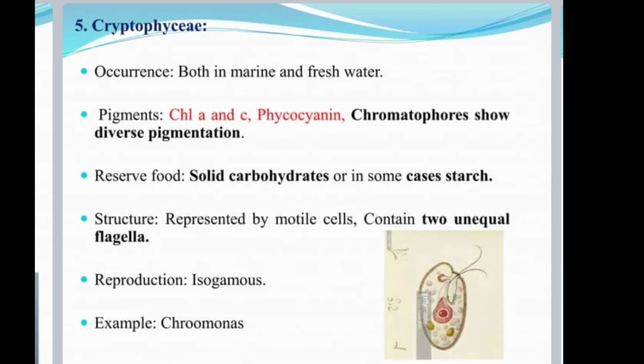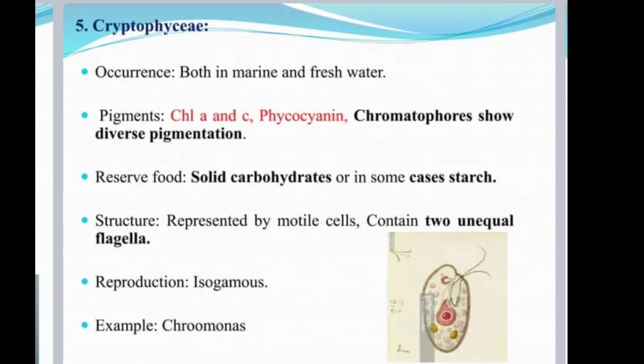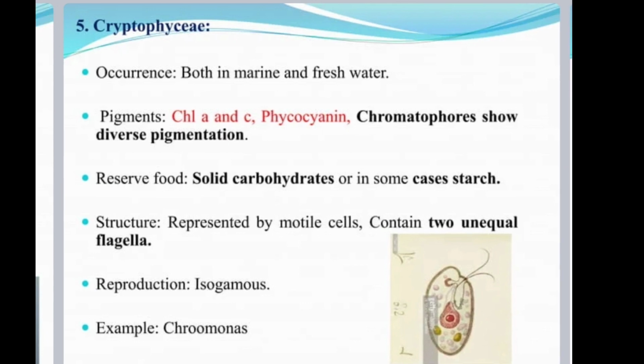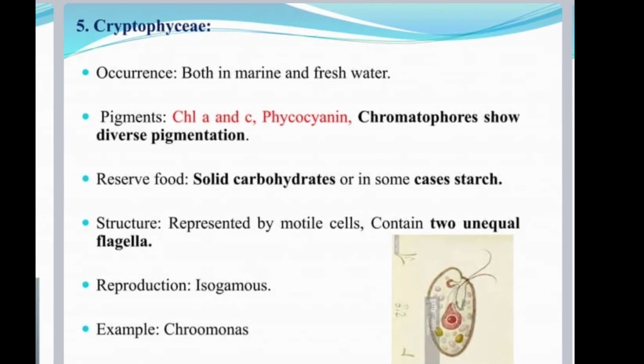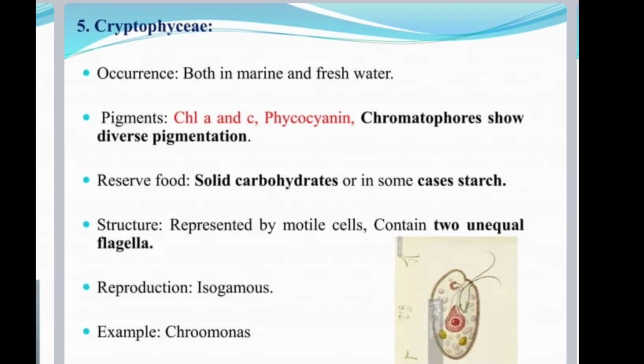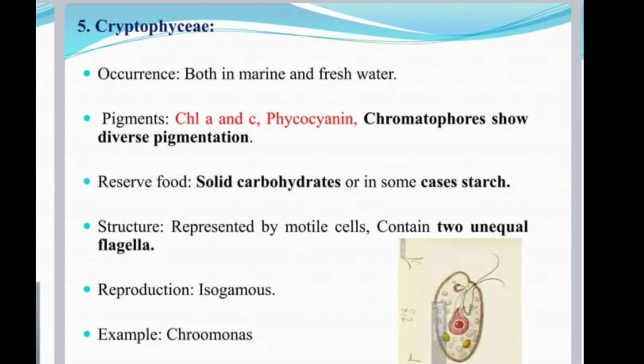Reproduction: isogamous. Cell wall absent. Pyrenoid-like structures are present. Flagella: biflagellate, equal or unequal. Reproduction: isogamous. Binary fission is the asexual reproductive method. Examples: Cryptomonas, Chroomonas.